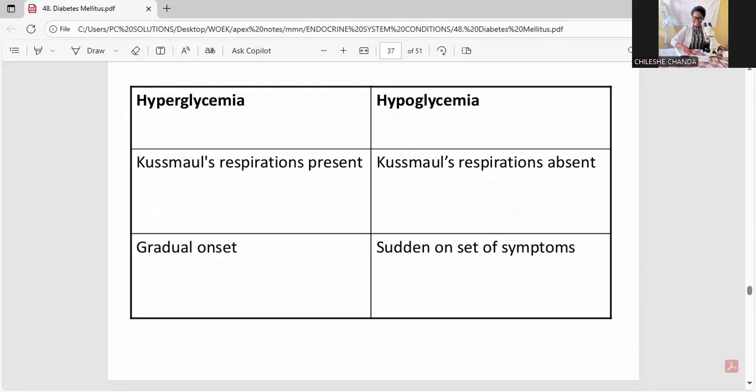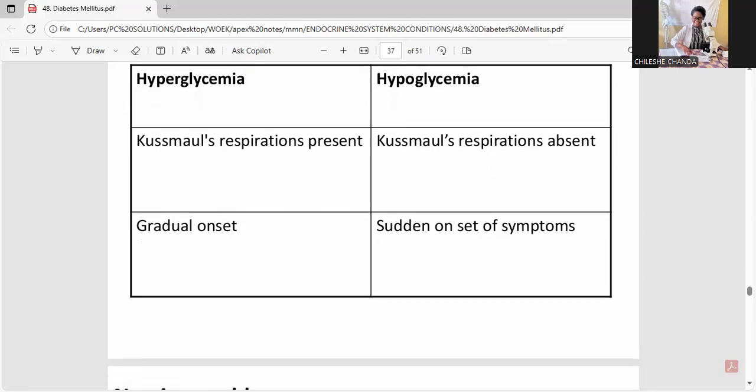In hyperglycemia, the patient will present with Kussmaul's respirations. Remember, this patient is in diabetic ketoacidosis. They can be in diabetic ketoacidosis, or the patient may just be in acidosis. So they will be trying to pull in as much oxygen and push out as much carbon dioxide as possible. And so this patient will have Kussmaul's respirations. In hypoglycemia, on the other hand, the patient will not have Kussmaul's respirations.